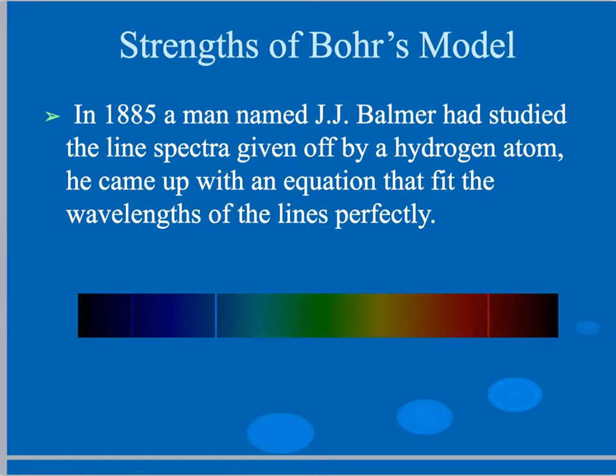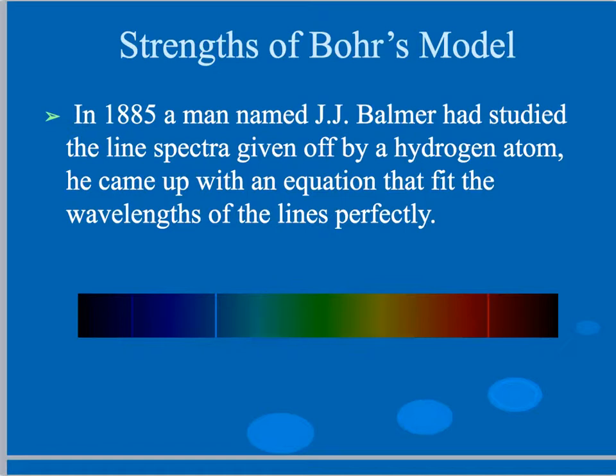Bohr's model had some support from an unrelated field, and that was optics, or the study of light. So there was a guy named J.J. Balmer, who was a high school science teacher, and he had studied the line spectra. So this is a line spectrum. It looks a lot like a rainbow, but it has these bright, distinct bands in it as well. And those bands are given off specifically by a hydrogen atom. And so what Balmer did was he came up with an equation that fit these particular wavelengths of light.